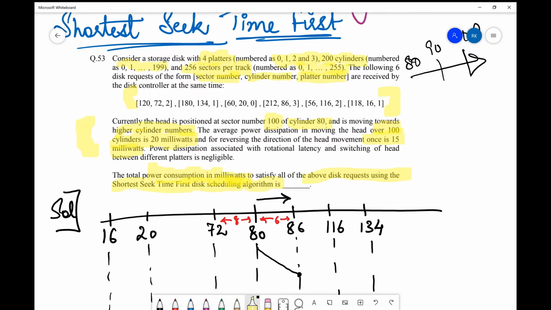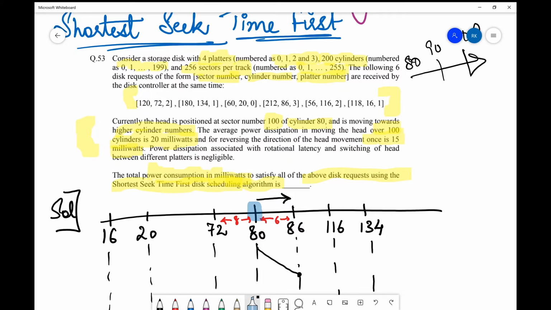So over here, first of all, in the center, I have written this 80 cylinder number, since the head is currently in this position. So this is the center marked. Then after this, I have a number of requests, so I arrange them in the form of a number line. For example, all the cylinder numbers higher than 80 are going to be on the right hand side, and the ones which are lower than 80 are going to be on the left hand side, all arranged in increasing order, right? Because it is in increasing order as it is on a number line.